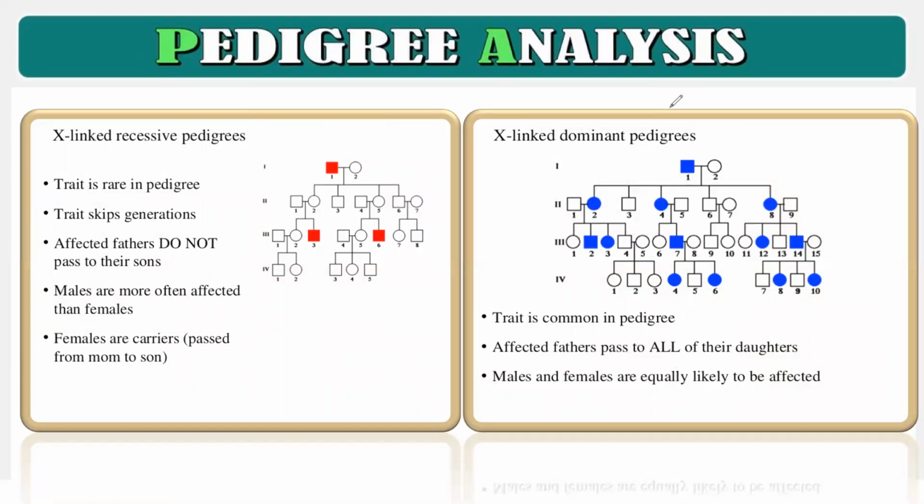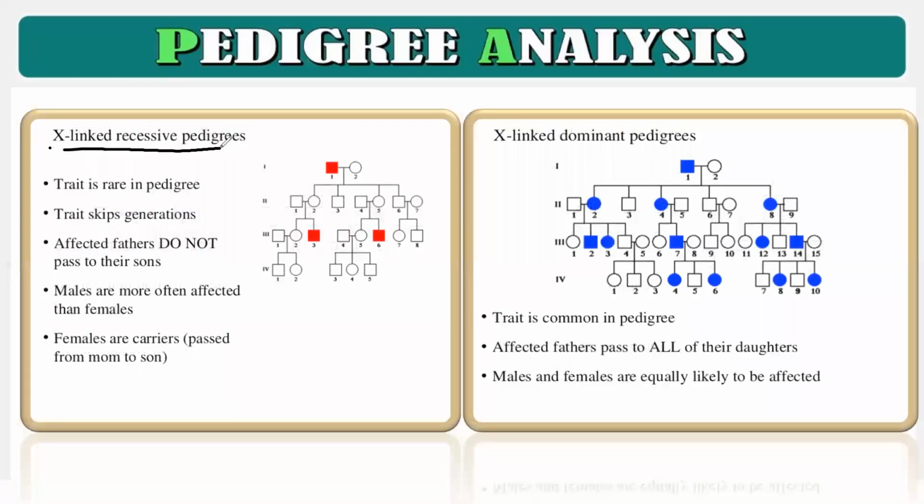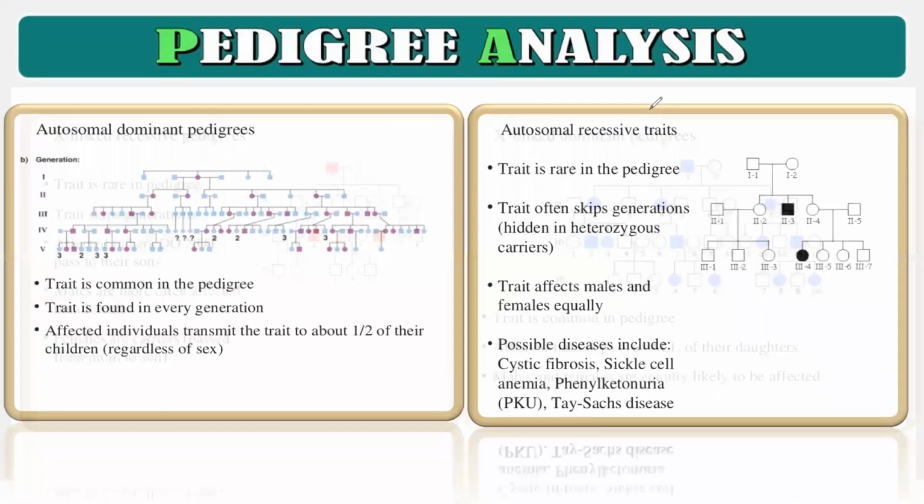There are a total of 4 types of disorders that we will learn. One is sex-linked recessive disorder. Sex-linked, X-linked recessive pedigrees, right? So we will learn 2 types: sex-linked diseases and autosomal disorders.